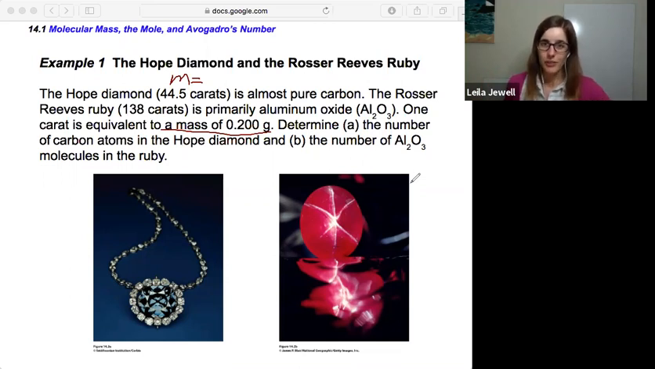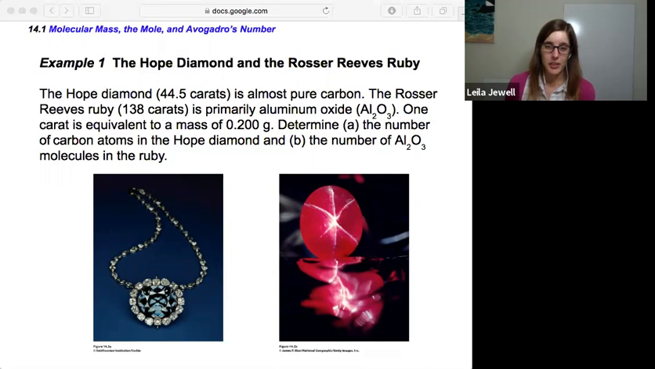The other key information here is that it tells us the diamond is almost pure carbon, which we know is C, and then the ruby is aluminum oxide. And they give us the formula for it, which is something you wouldn't be expected to know, that aluminum oxide is Al2O3, because this isn't a chemistry class. But if you're given this formula, this molecular structure Al2O3, from that you can figure out the mass. Right? And to do that, we have to go back to the periodic table.